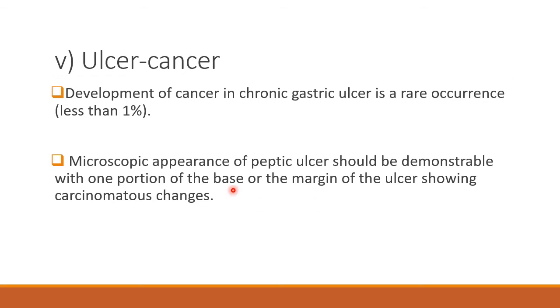And last type is the ulcer cancer. So here what happens, there is a development of the cancer in the chronic gastric ulcer, but it is a very rare occurrence. Microscopically you see the changes of the peptic ulcer with one portion of the base or the margin of the ulcer showing the carcinomatous changes. So here you can see both types of changes, peptic ulcer as well as the carcinomatous changes, and they usually show the adenocarcinoma.